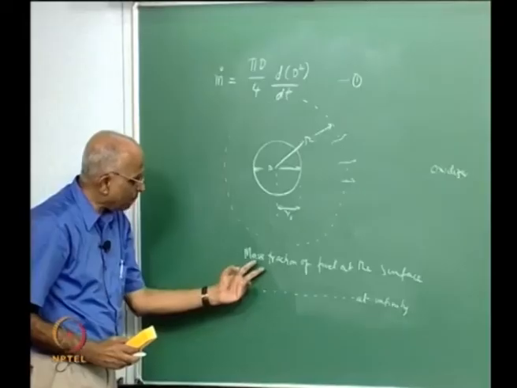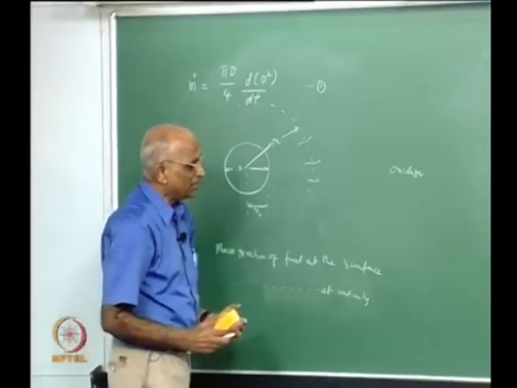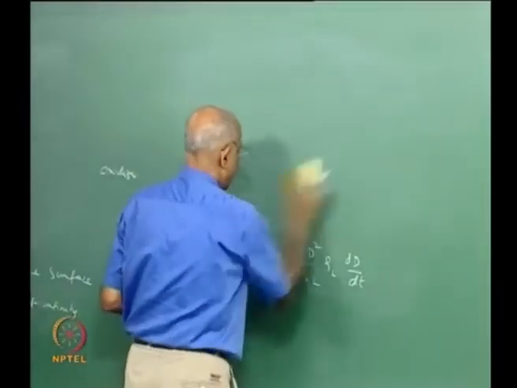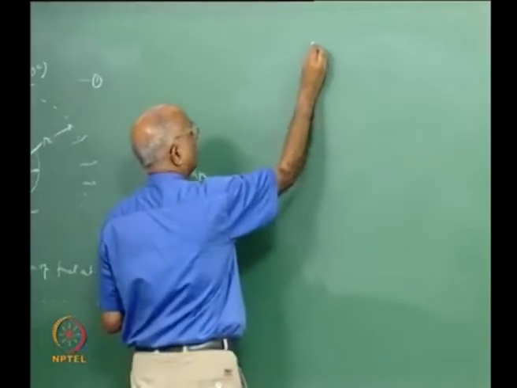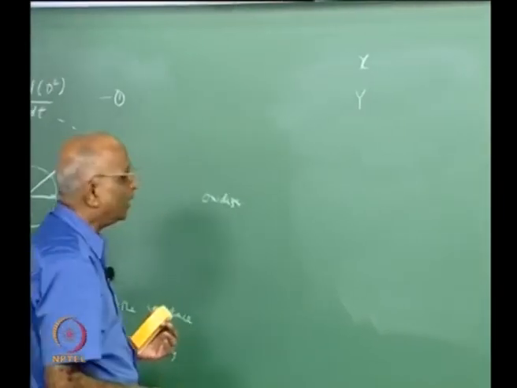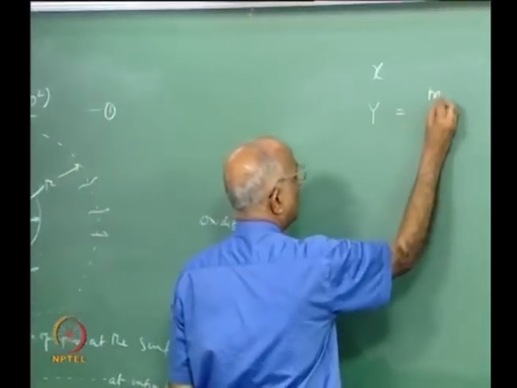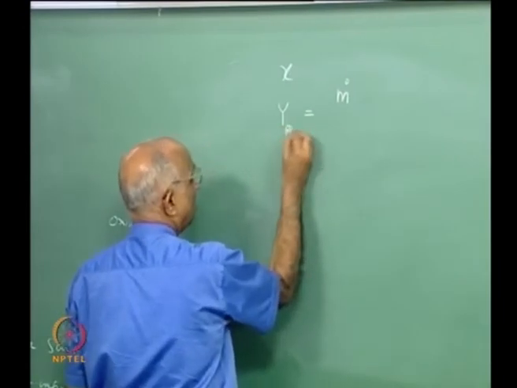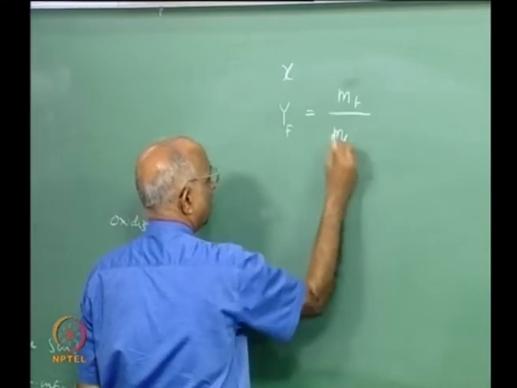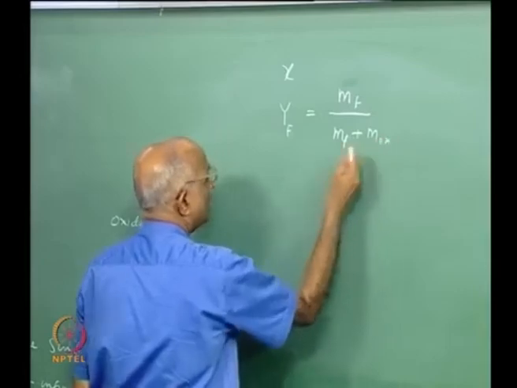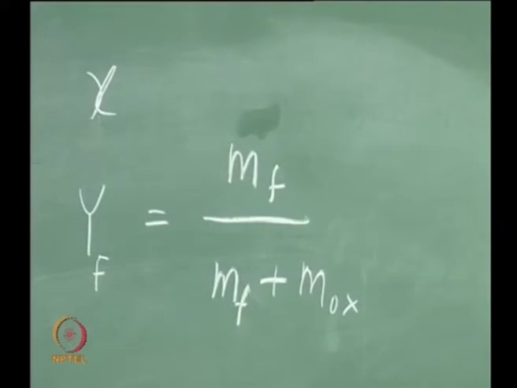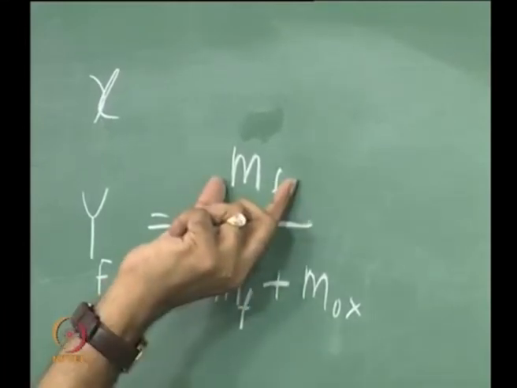Now, what is it I am saying? Mass fraction of the fuel at the surface. How do I write an equation for the mass fraction? We say mass fraction and mole fraction. We told ourselves mole fraction is denoted by x, mass fraction is denoted by capital Y or small y. And what is the mass fraction? It is equal to the mass of the fuel I am interested in divided by the total mass, that is mass of the fuel plus mass of the oxidizer. This is the fraction of the fuel in the total mass.